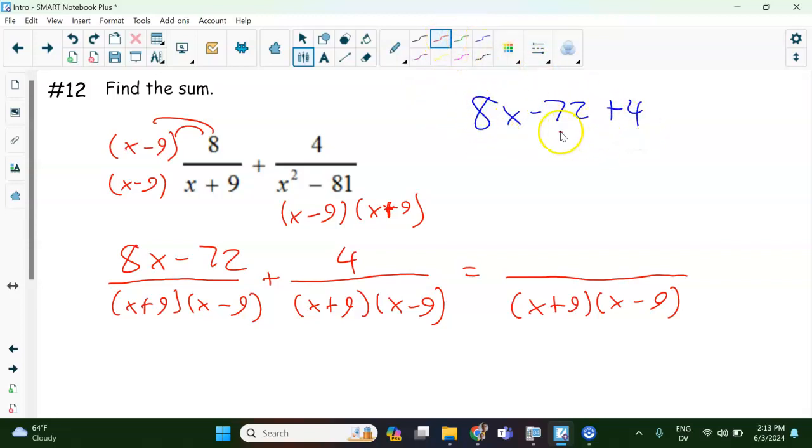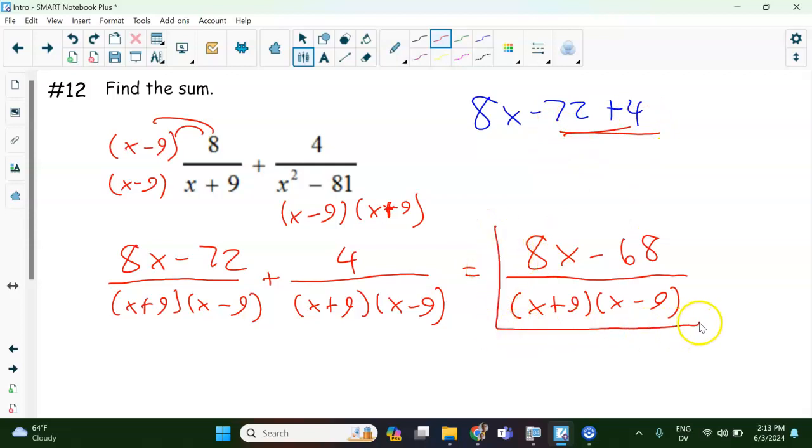And it's really just combining like terms. Right? Sometimes I'll see students multiply by 4 or something, but you just got to add 4. So it's going to be 8x and minus 68, because negative 72 plus 4 is minus 68. Okay, and that's it. Technically, we could factor out the top and see if it cancels, but on this one it won't. So that's it.